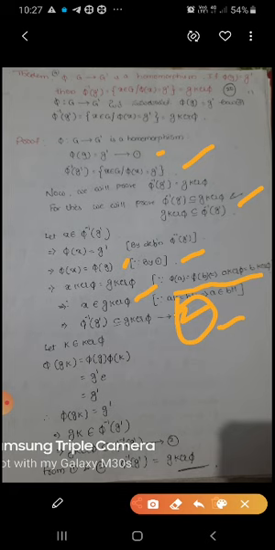Then φ of gk equals, since φ is a homomorphism, by the definition of homomorphism we can write φ of gk equal to φ of g into φ of k, that equals g' into e, so that equals g'. Therefore φ of gk equals g'.